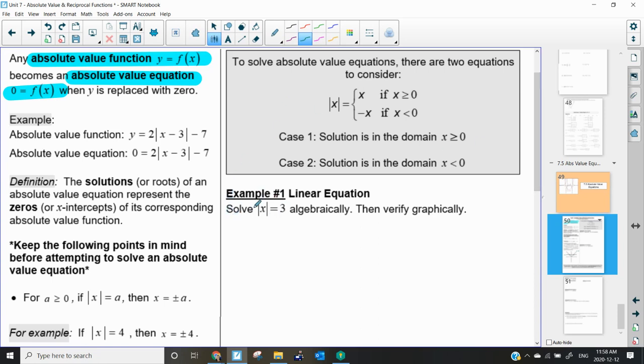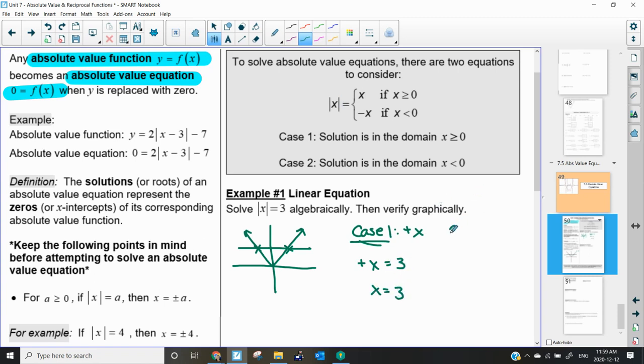We've got absolute value of x is equal to 3, and we have to solve algebraically. So if we were to actually graph this function, we could graph the absolute value of x, and we could graph y equals 3, and we're essentially looking for where those 2 points intersect. And so case 1 would be a positive x, and so we're basically talking about what's inside that absolute value has to be positive. So if we have a positive x set equal to 3, that means x equals 3.